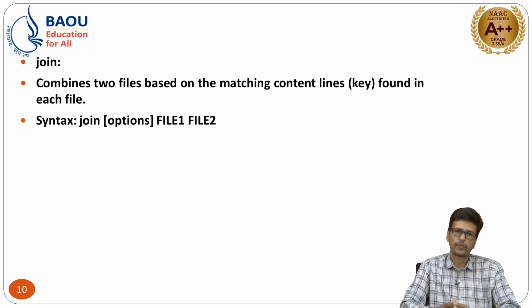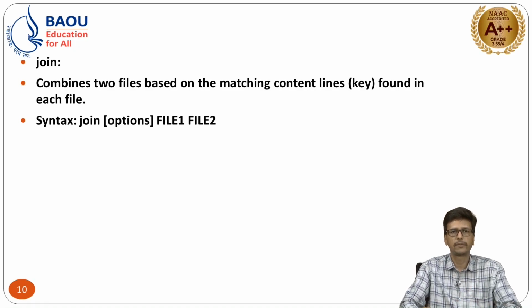Say for example, I am creating two different files. In the first file I am saving employee ID and employee first name. In the second file I am saving employee ID and last name. Here you can observe that in both files one column, the employee ID, is unique and can be used as a key. Then if you want to merge these two file contents, you can use this join command.